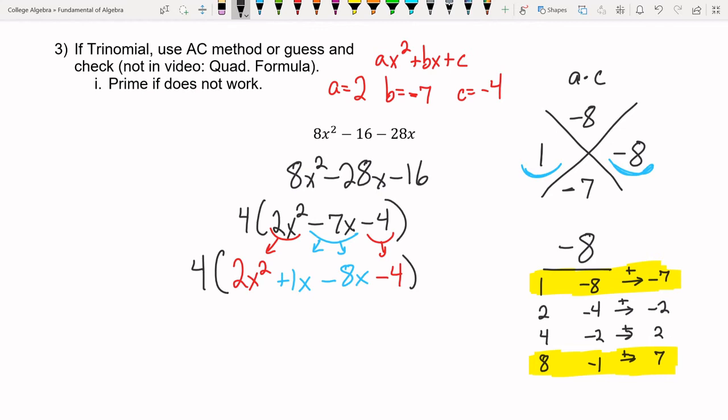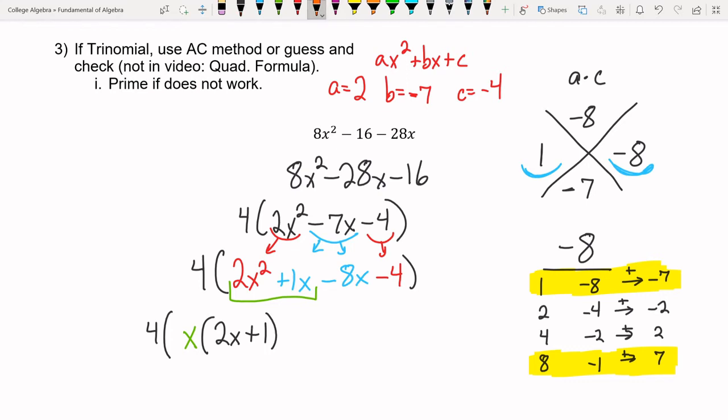I'm going to factor by grouping. That's the next step here. In other words, I look at the first two terms and I ask, what can I take out? The 4 is still out in front. Let's leave it out there. I can take out an x from those. So I'm going to take out an x. And what does that leave me with? That leaves me with 2x plus 1.